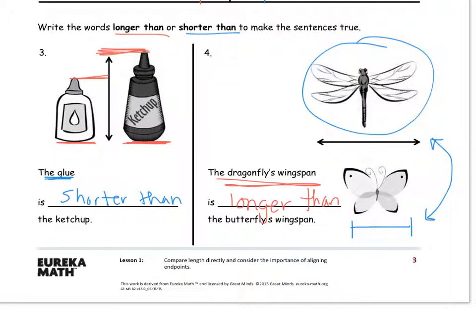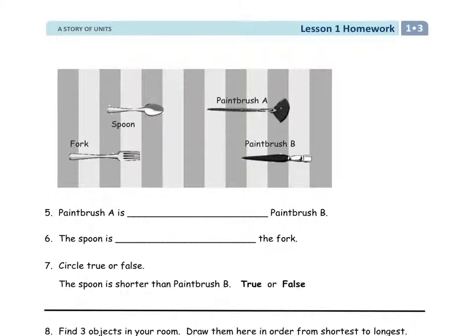So let's take a look at the next page. And what we have here is a couple different objects, a paintbrush, 2 paintbrushes, a spoon, and a fork. And what we're going to do is we're going to compare these using longer than and shorter than statements. So again, we want to match up endpoints.